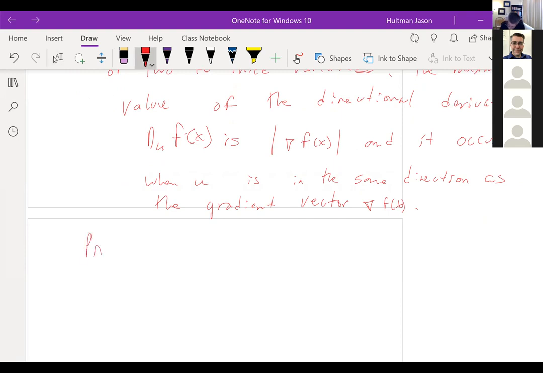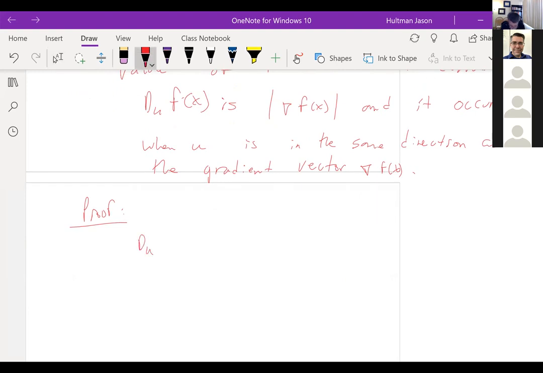Okay, let's do a proof of this. It's a pretty easy proof. Okay, what is the directional derivative of f? Well, that's del f dotted with u. Okay, and from the dot product, how can we rewrite the dot product in terms of theta? Well, it's the magnitude of the first one times the magnitude of the second vector times the cosine of theta, right? The angle between the vectors.